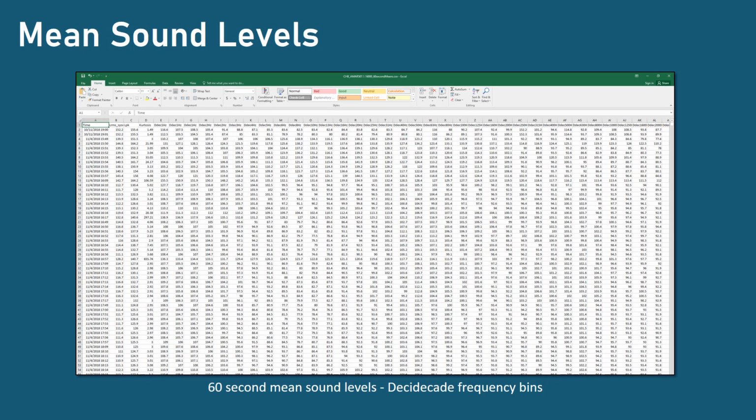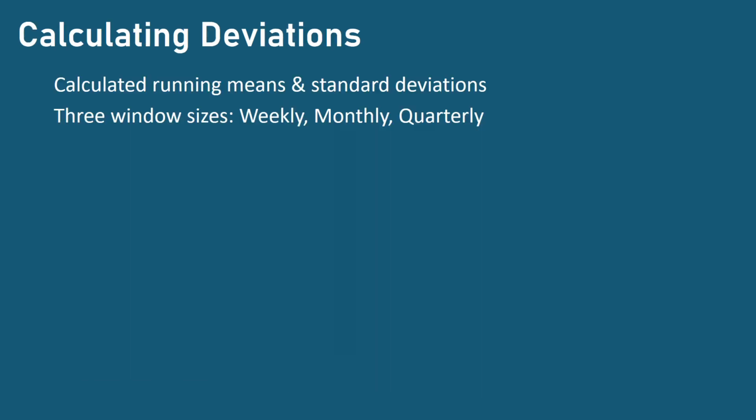Another data product we looked into were 60-second means calculated for decade frequency bins. And again, this took the form of a large CSV file, and it really wasn't easy to get any insight out of this. We wanted to visualize where and when things were unusually loud or unusually quiet than normal.